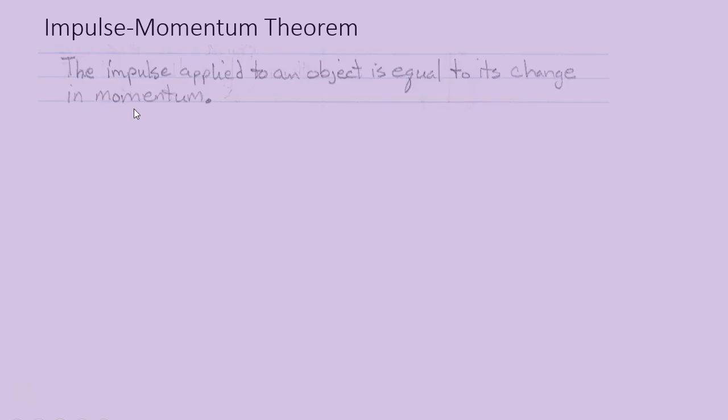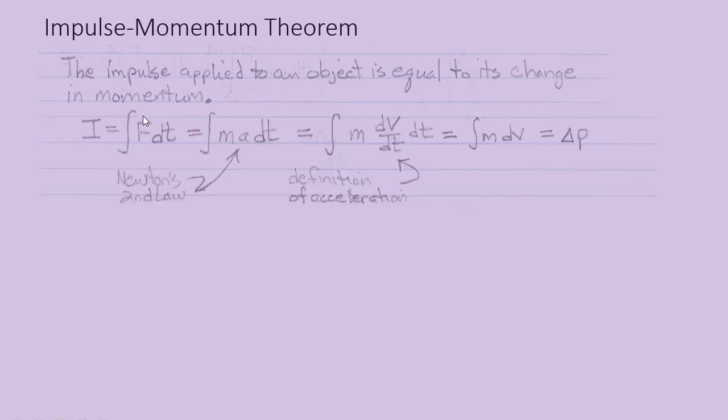Let's make an important connection between impulse and momentum, and that'll lead us to a very useful problem-solving tool called the impulse-momentum theorem. This theorem states that the impulse applied to an object is equal to its change in momentum. Let's prove that.